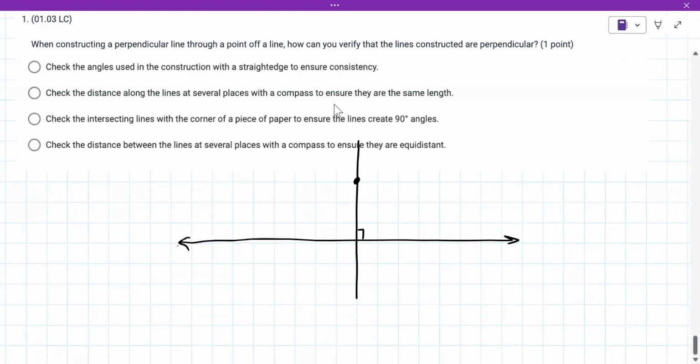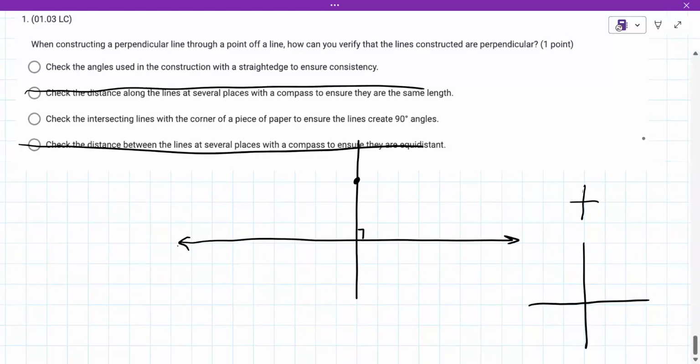But I feel like, again, I think this is something in your notes. I don't want to just tell you how you determine if two things are perpendicular. It doesn't have anything to do with distance. The distance is not related, because these two are perpendicular, and same with the much bigger segments. So the distance is not part of it. So if you're asking me, I would say that the second and the fourth are out. Check the angles used in the construction with a straight edge to ensure consistency.